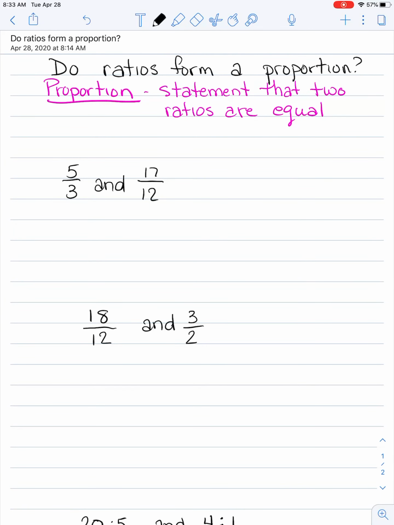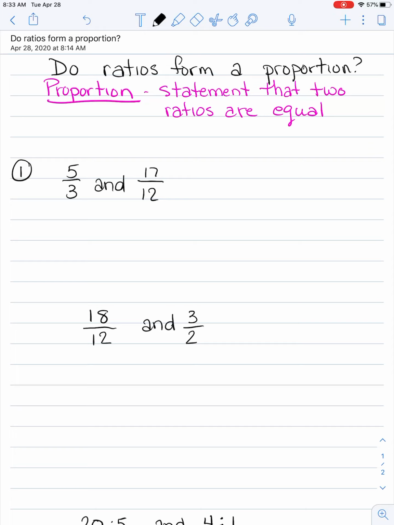Today we're going to test to see if two ratios form a proportion. If you recall, a proportion is merely a statement that two ratios are equal. So let's look at a couple of examples. Let's look at examples in fraction form and examples written as ratios. So if we look at example number 1, we have two fractions.